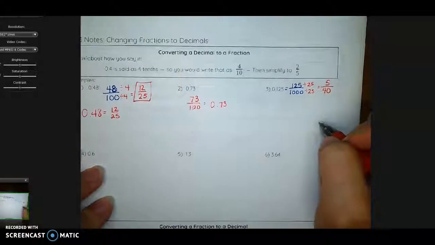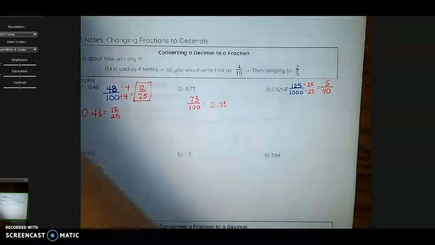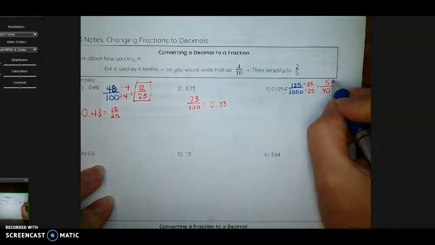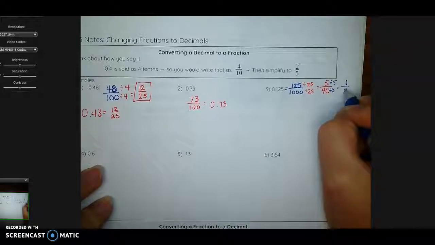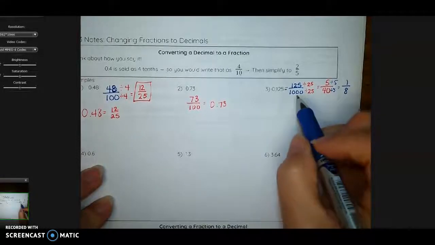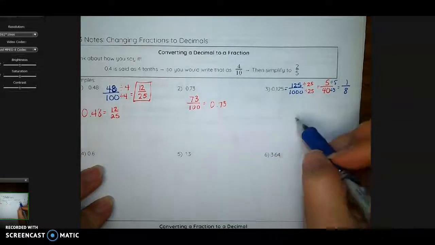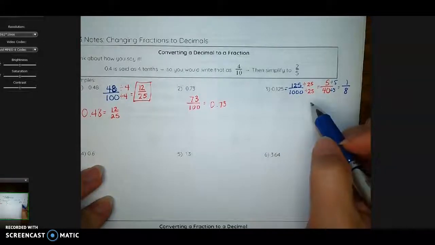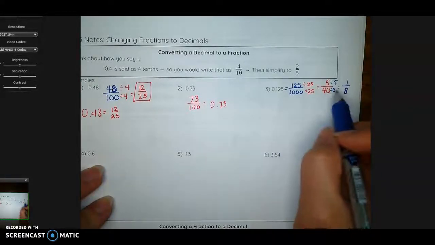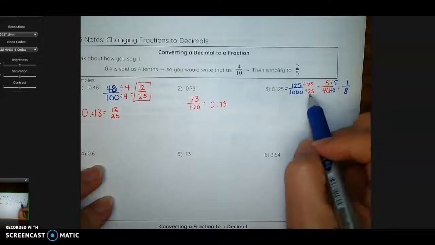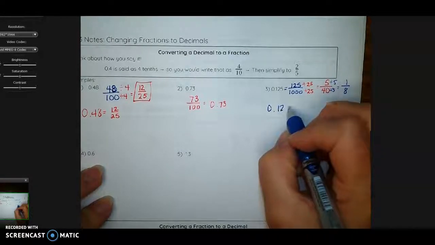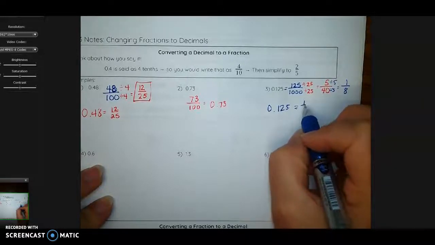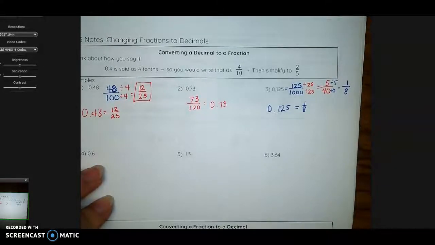Now when I do that, I find that I'm like, oh, 5 and 40, I can also divide by 5, which gets me down to 1/8. Now what that tells me is I could have divided both of those numbers by 125 to get to my final answer in one step, but I always know when I have big numbers like that that the quarter's going to work. So that means that 125 thousandths is equivalent to the fraction 1/8.